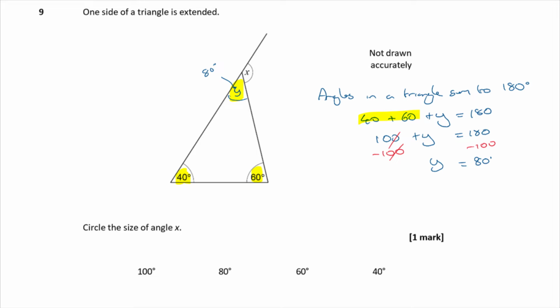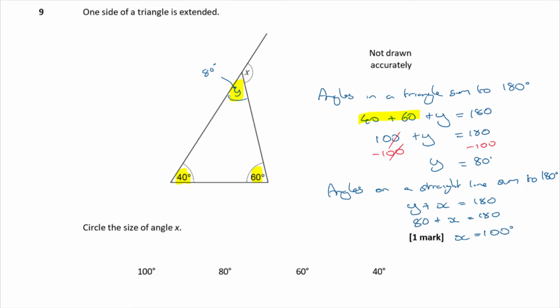Okay, and I know that Y and X form a straight line, and I know that angles on a straight line sum to 180 as well. Okay, so Y plus X is 180, and I know that Y is 80, so 80 plus X is 180. So then taking 80 away from both sides, I'm going to get X is 100 degrees, which is that one there.